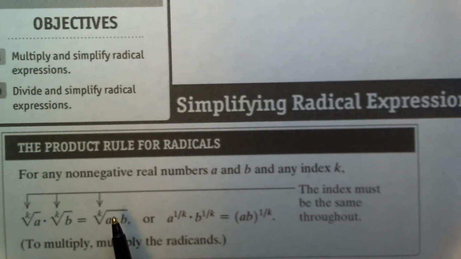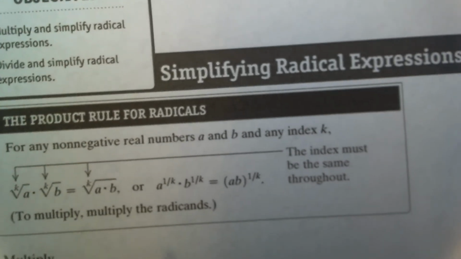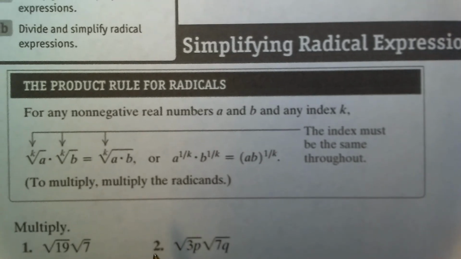For any non-negative real numbers a and b and any index k, the kth root of a times the kth root of b is the kth root of the product of a and b. Or, in exponential notation, a to the 1 over k times b to the 1 over k is equal to ab to the 1 over k power. And that's to multiply the radicands. So let's do that here with a couple of examples.